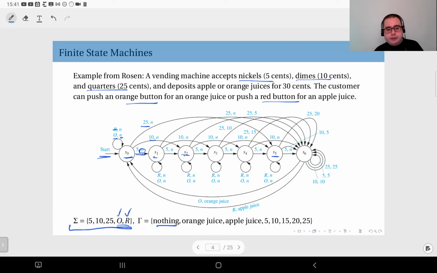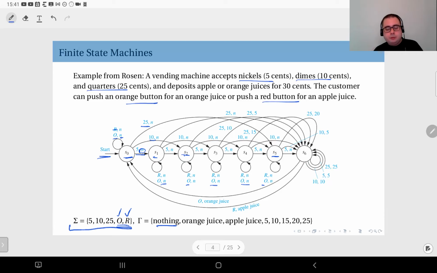So from each of these states, for instance, from S1, again, with any of these buttons, you do nothing and stay at the same state. But if money is input, from S1 with a nickel, you go to S2. From S2 with a nickel, you go to S3, etc., up to S6. And with dimes, you go to 2 next states. So S1 goes to S3, S2 goes to S4, etc. And with a quarter, S1 goes to S6 directly because now the total is 30.